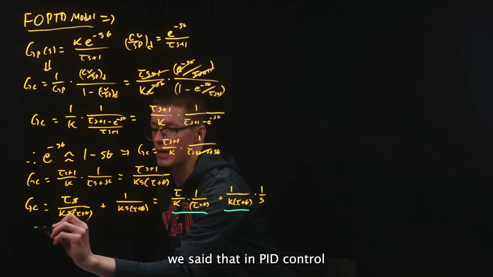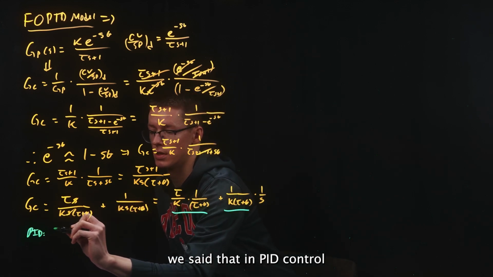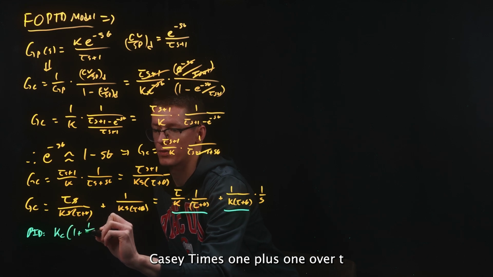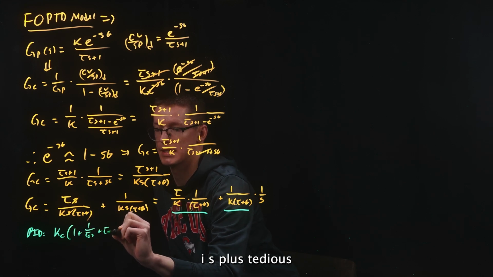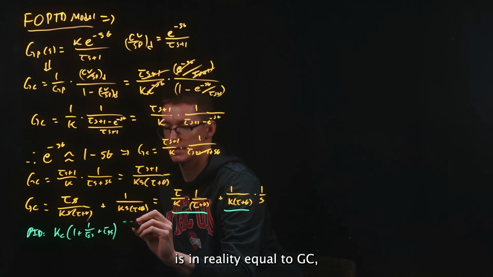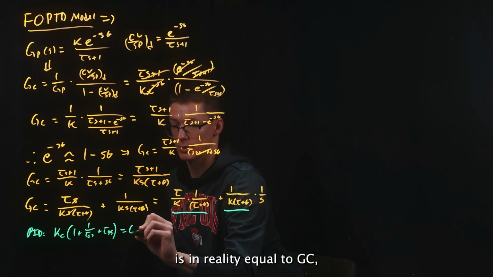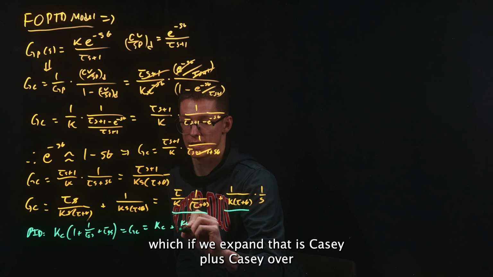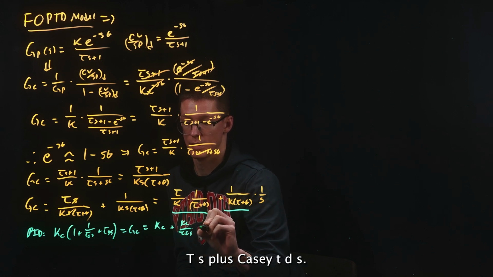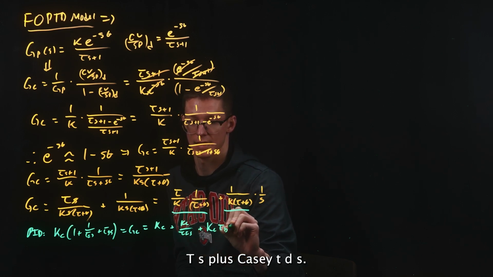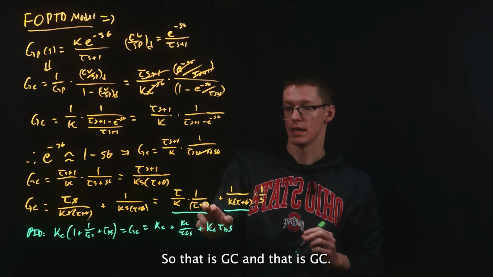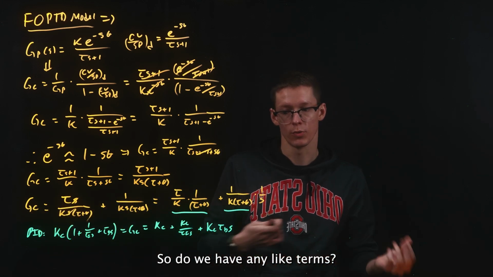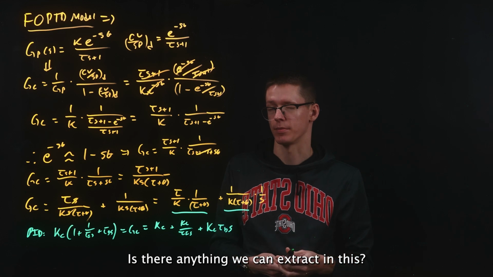We said that in PID control, Kc times 1 plus 1 over TIS plus TDS is, in reality, equal to GC, which if we expand that is Kc plus Kc over TIS plus Kc TDS. So that is GC and that is GC. So do we have any like terms? Is there anything we can extract from this?